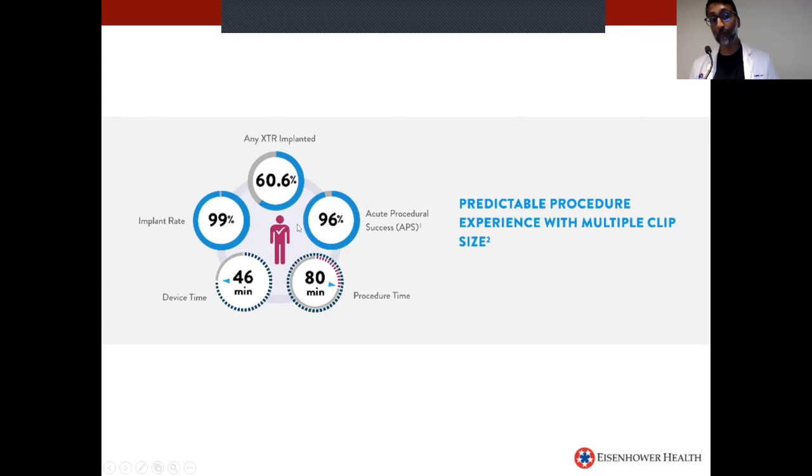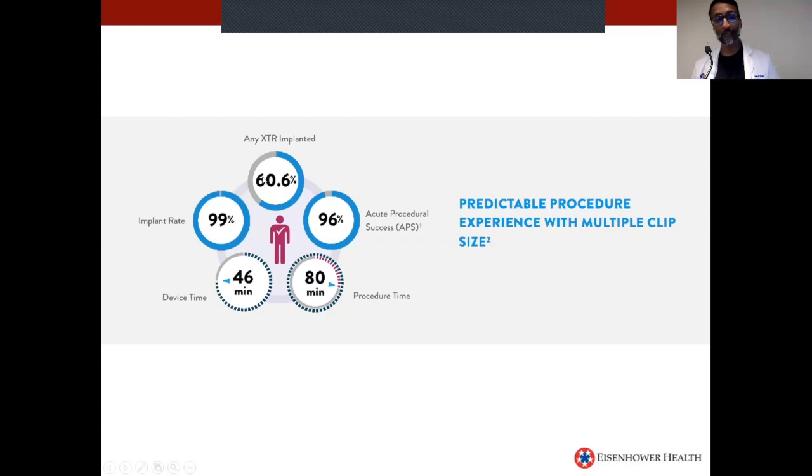Now, the acute procedural success rate is about 96%. The procedure time is about 80 minutes. That's if you're placing one or two clips. It can be longer depending on how many clips get placed. And I said up to 5 clips have been placed at a time. Typically, per each clip, it takes about 45 minutes. The fastest we've probably done one of these procedures is about 45 minutes, start to finish.